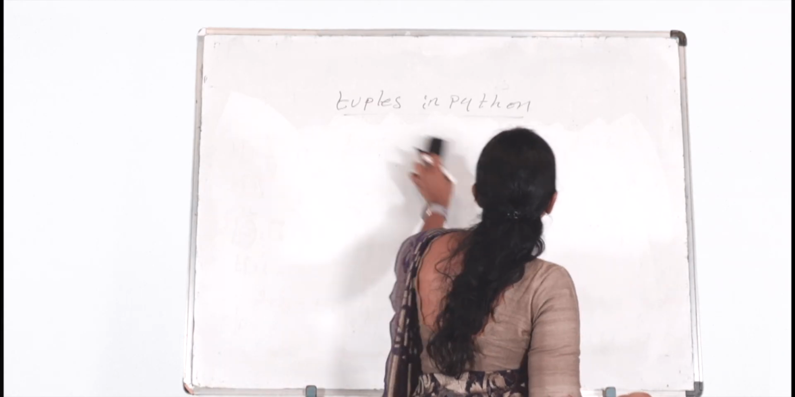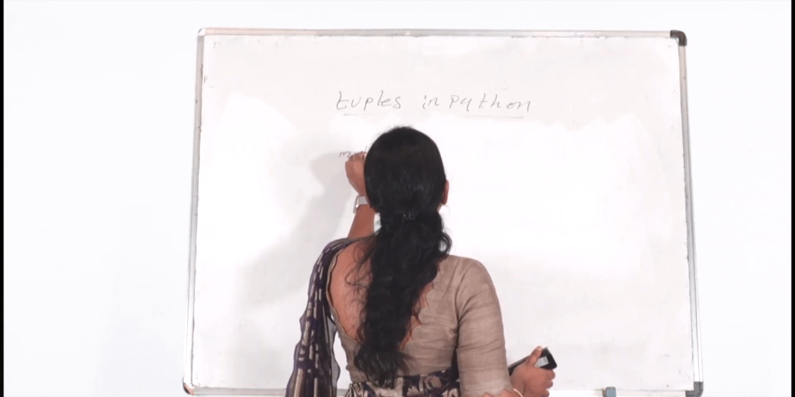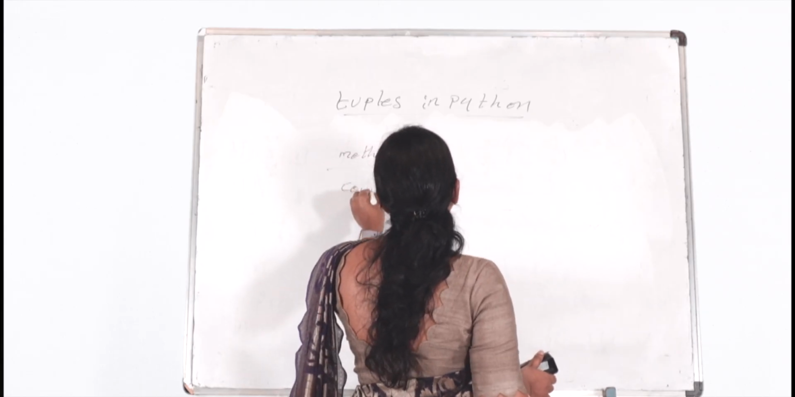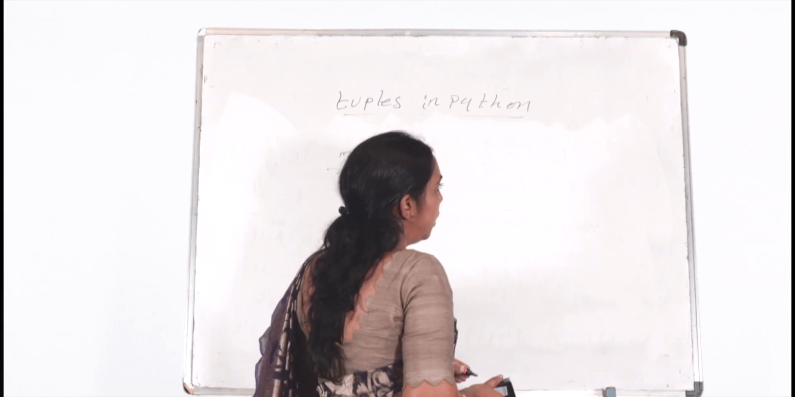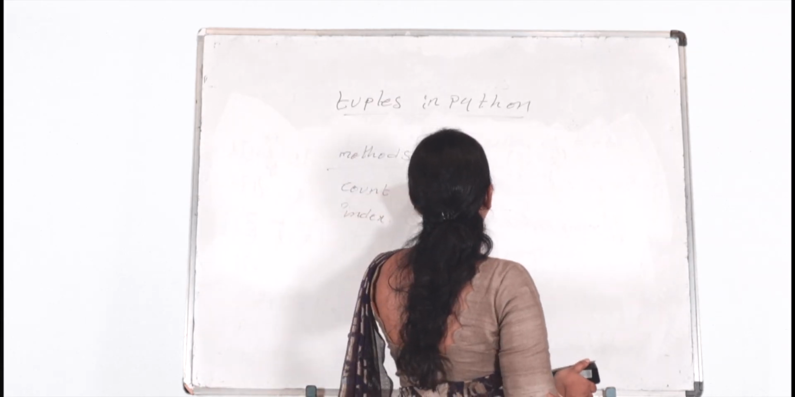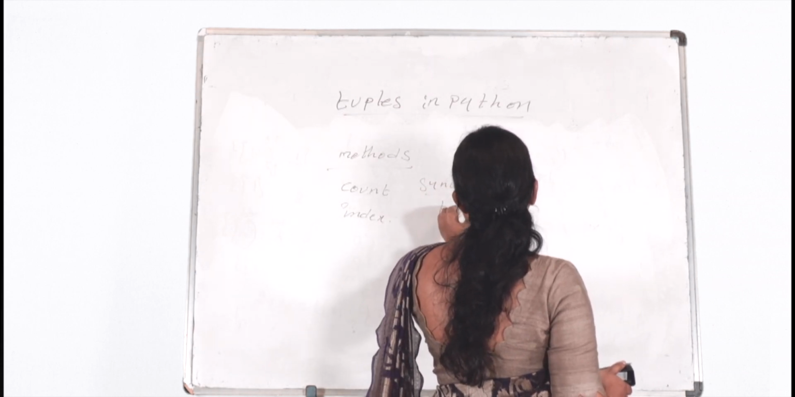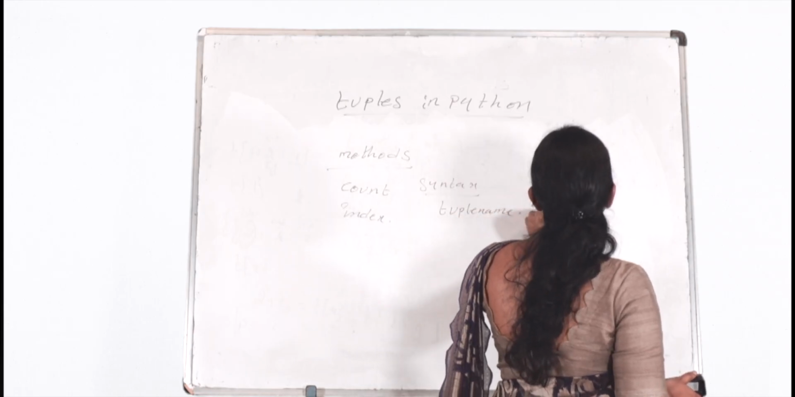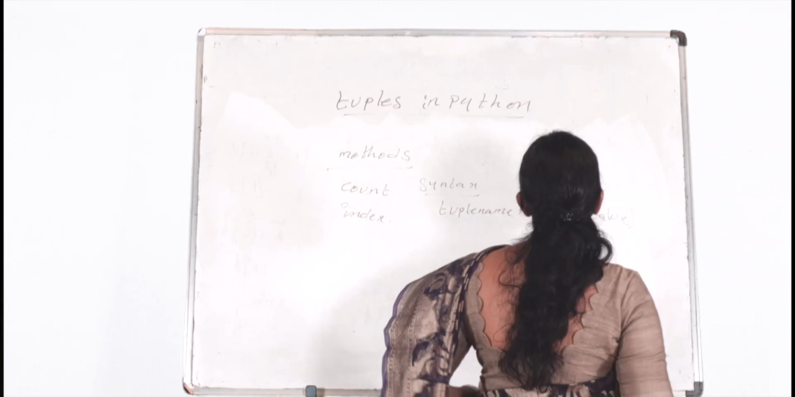Coming to the methods, we have only two methods on tuples: a count method and an index method. The syntax for count is the tuple name dot count, with the value given. This is the syntax for count.